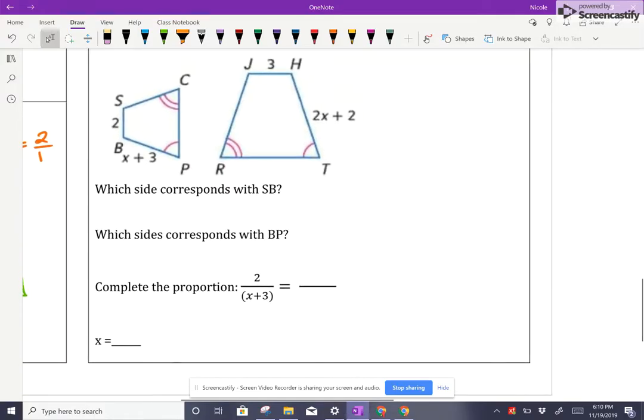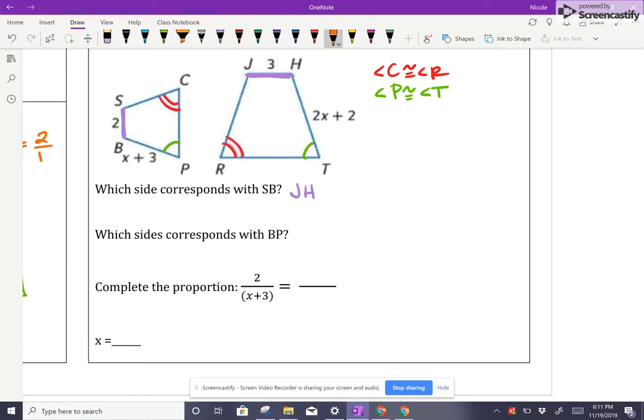This one's set up really nicely. It tells you everything you need to be looking for. We have two angles marked as congruent: angle C is congruent to angle R, and angle P is congruent to angle T. Looking at that, SB, this side over here with 2, is going to correspond with JH. They're on the opposite side of where those red and green angles are marked.